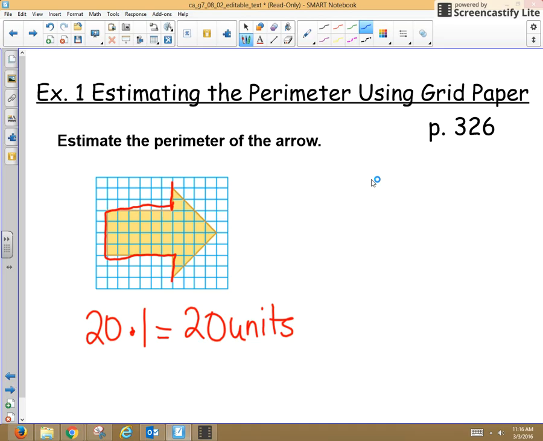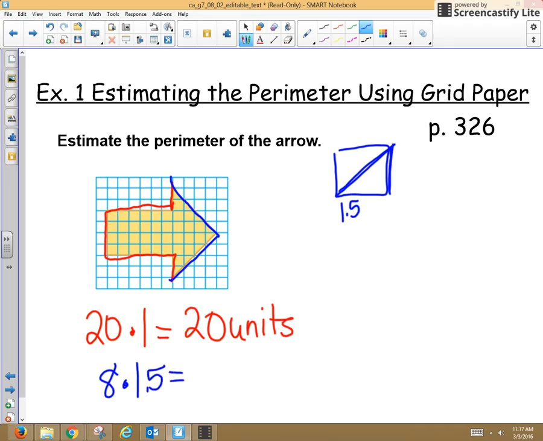Now the next part is going around the diagonals. When you have a square, the diagonal is longer than the edge. So we're going to estimate the diagonal as about 1.5 per unit. So we have 1 diagonal, 2, 3, 4 diagonals going down, continuing on, 5, 6, 7, 8 diagonals total. So 8 times about 1.5 each equals about 12 units.